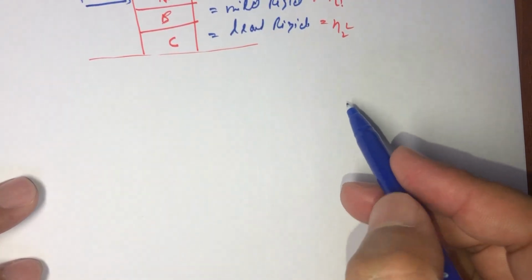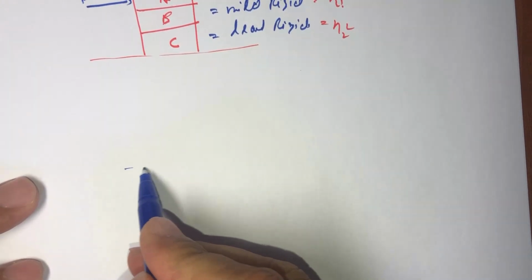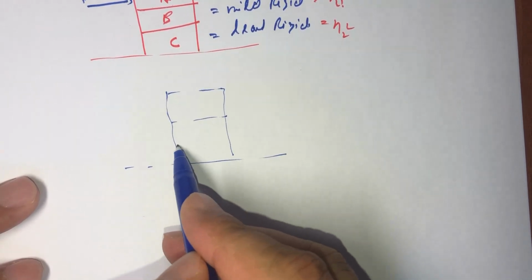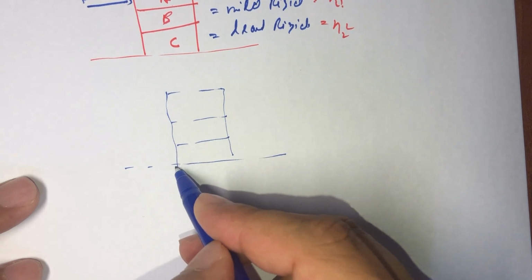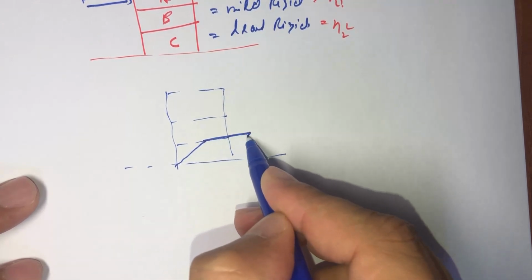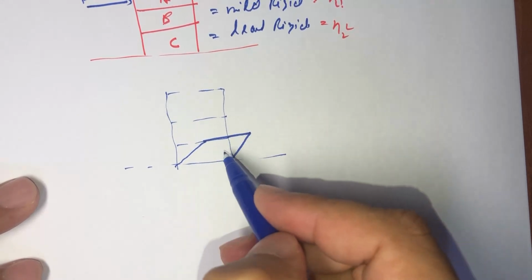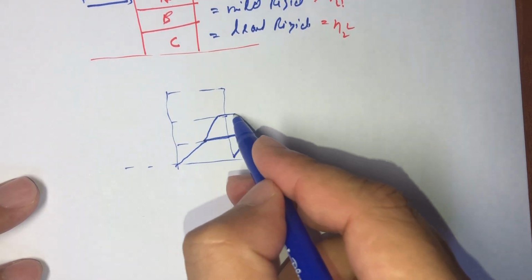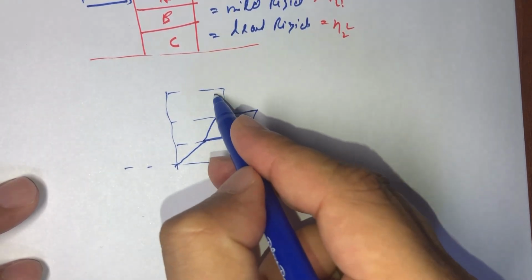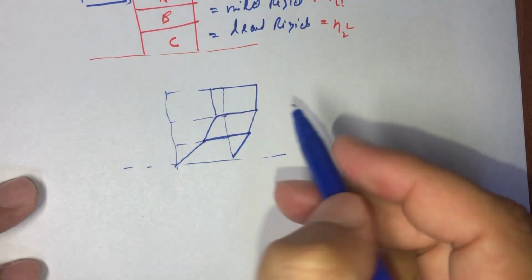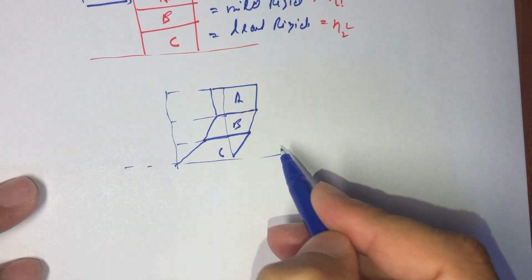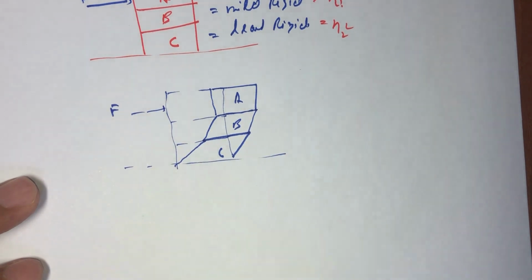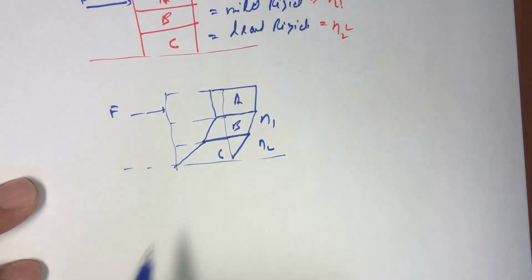So you can modify this figure, and it will be something like this. This is the original position, and because of the force applied, this is block C. Because it is the least rigid, it will be tilted more as compared to block B, and block A will be tilted the least. Okay, so this is A, B, and C. Force is being applied F. So we have this is η1 and this is η2.